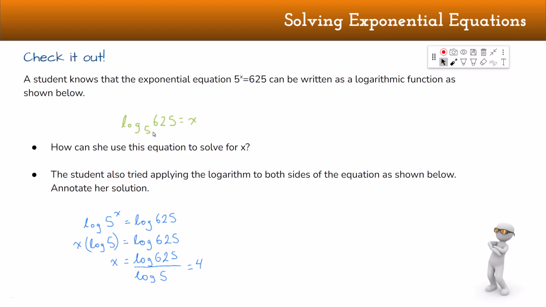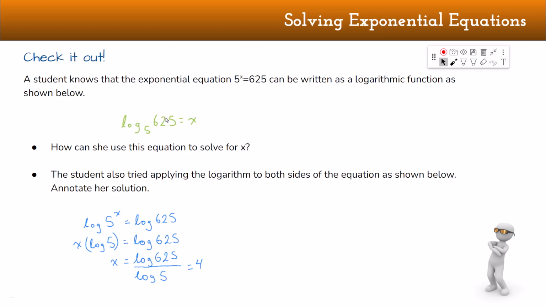Well, now that she has this, she can do a couple things. She can go ahead and write this as log 625 divided by log 5. That's an option for her. She can see if 625 is an exponent of 5. For instance, I believe 5 to the power of 4 is 625. That's an option right there.